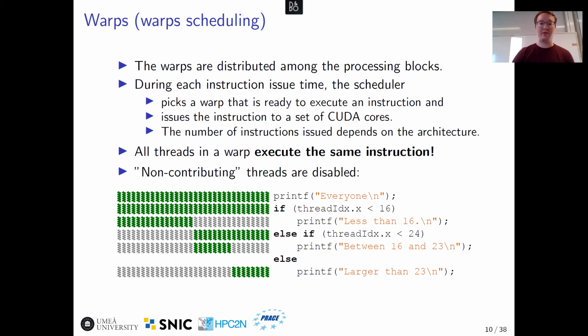And those threads that don't have anything to do will be simply disabled automatically. So if you imagine a simple piece of code where we have some printf statements, for the first one, all threads in a warp, all 32 of them, will execute this printf statement. But then we have the if statement block here. We are going to take only the threads whose thread index is more than 16. Now only half of the warp will go and execute this printf function here.